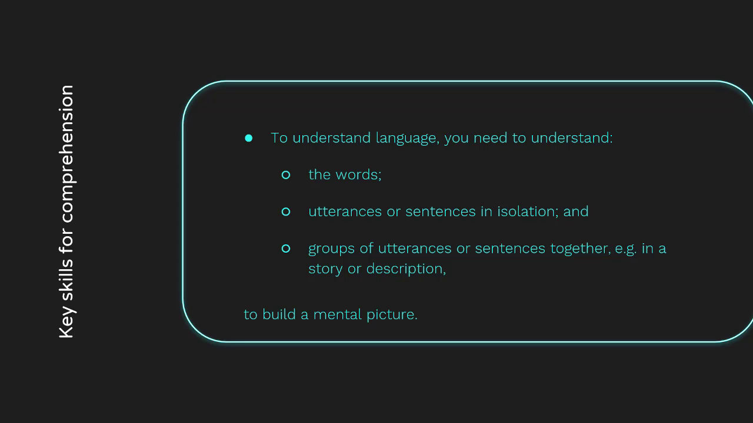And the third area is we need to be able to understand connected speech and to read texts, so groups of sentences or utterances together. For example, to understand a story or a description. We need all three of these things if we're going to build a mental picture of what we're being told or what we're reading that's accurate.